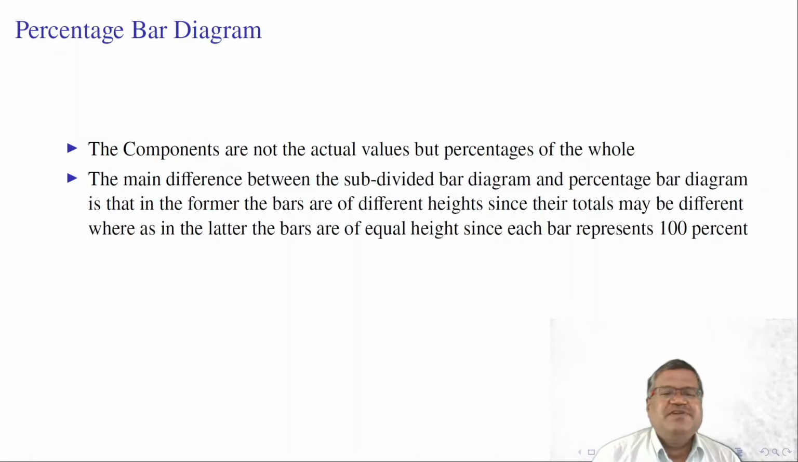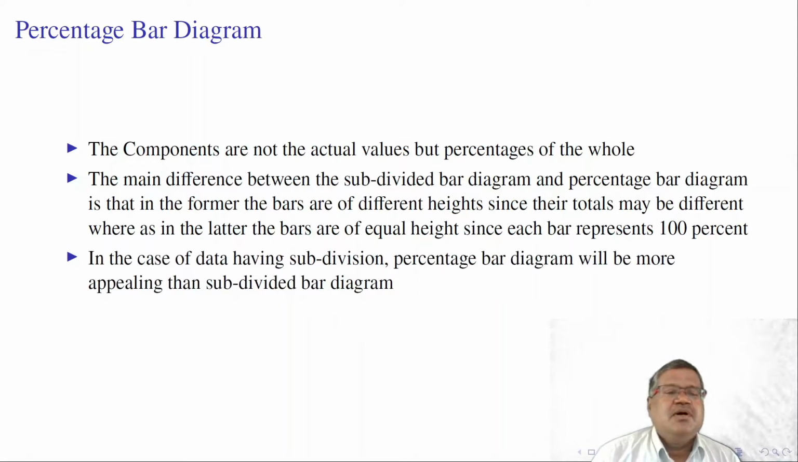The main difference between subdivided bar diagram and percentage bar diagram is that in the former, the bars are of different heights since their totals may be different, whereas in the latter the bars are of equal height since each bar represents 100. Whereas in the previous example, the expenditure for family A and family B are different, here the length of bars for both families is equal, 100. We convert each and every component into percentages.